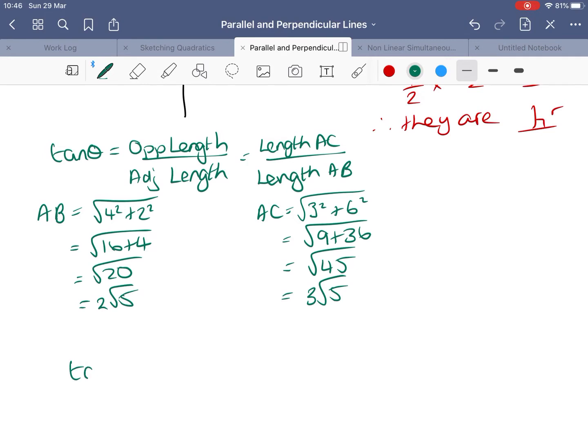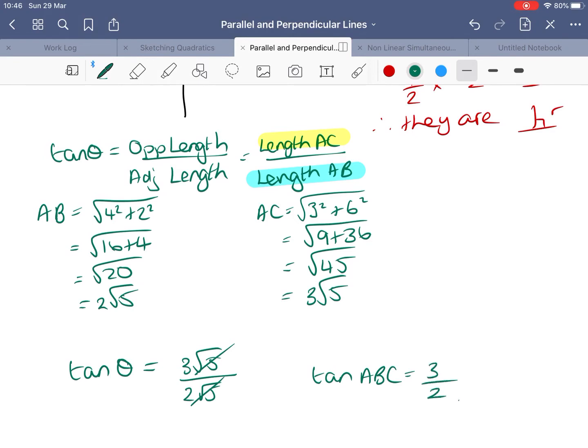So again, we're going back to the original question. What's the exact value of tan ABC, or tan theta as I'm going to call it? It's the opposite length, which was the length of AC, which is 3 root 5 over the adjacent length, which was the length of AB, and the length of AB is 2 root 5. The root 5's cancel. So actually, the exact value of tan ABC is 3 over 2.